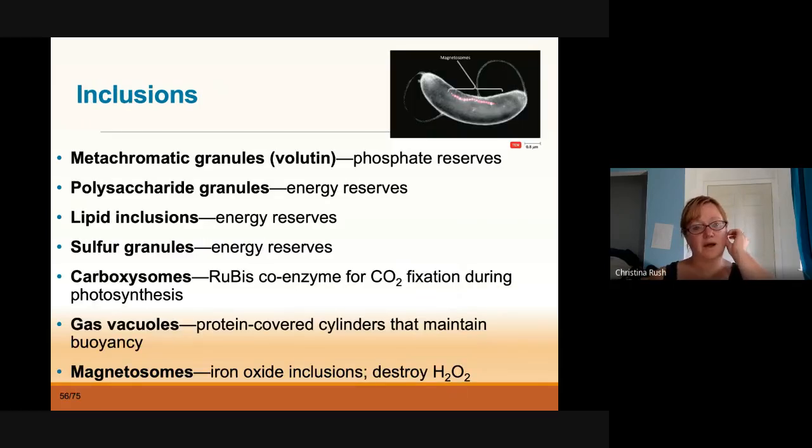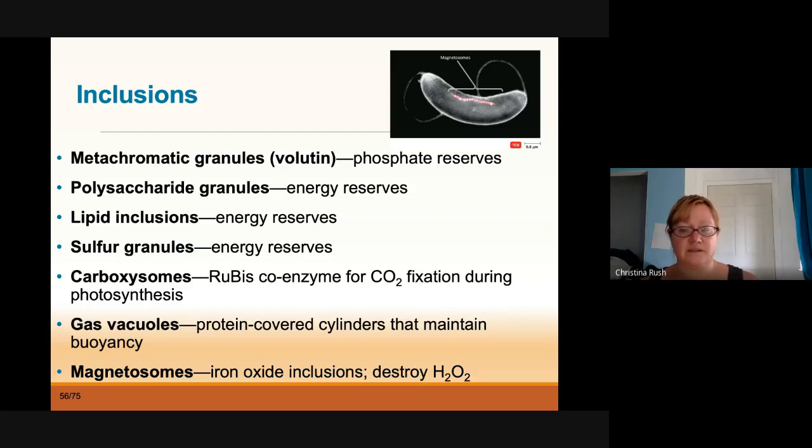All right, many prokaryotes also have inclusions. These inclusions are kind of vacuoles inside, and they can contain metachromatic granules, which contain phosphate reserves. Oh yeah, and I have magnetosomes in that picture there. Phosphates are very important to put that phosphate onto ATP, so you have to have a number of those reserves.